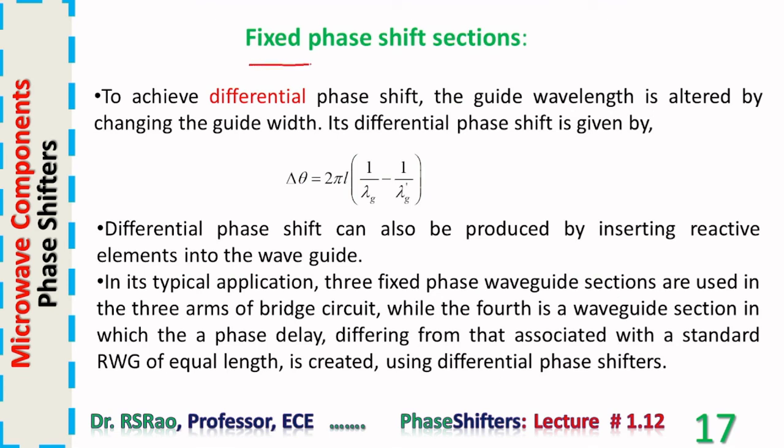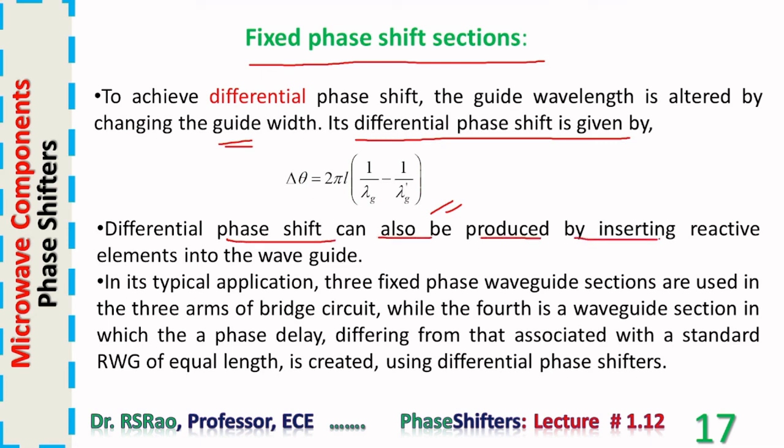Fixed phase shift sections. These are also used in industry, in testing equipment, in laboratory work. To achieve differential phase shift, the guide wavelength is to be altered. We know it can be altered by changing the guide width. Its differential phase shift is given by this part. Differential phase shift can also be produced by inserting reactive elements into the waveguide.